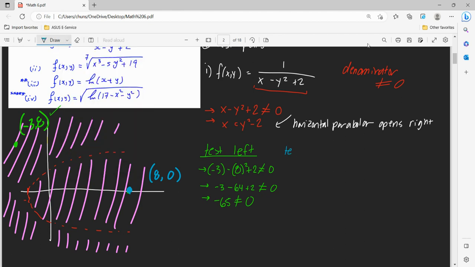And now if we test our right point, I'm going to plug in for x, y, and check that it is not equal to 0.